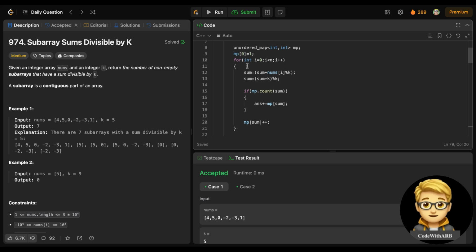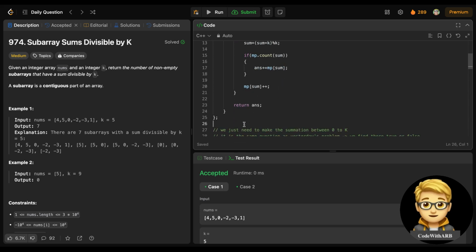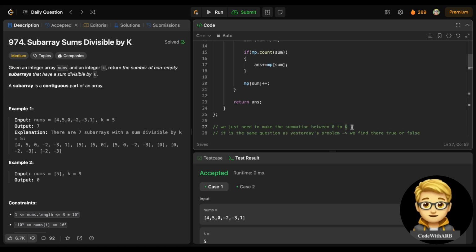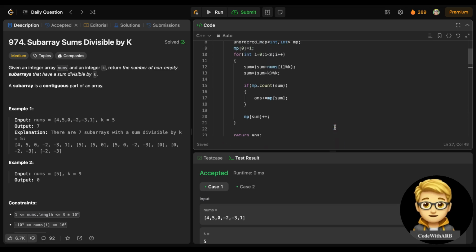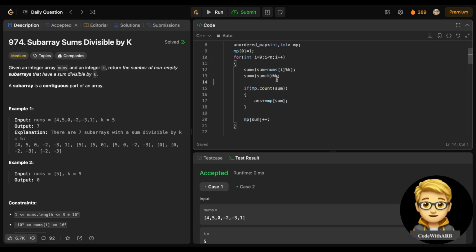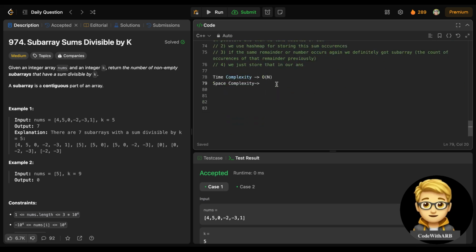Why? Because we are taking modulus of this sum, so the sum value range would be only from 0 to k, where k is excluded, so it will be 0 to k minus 1 only, because we are storing the sum after taking modulus. So the space complexity would be at max k.